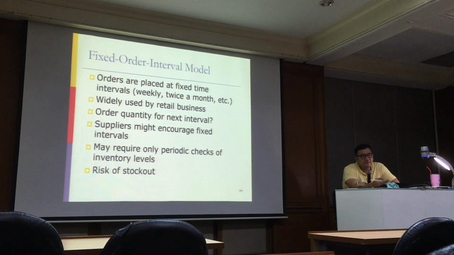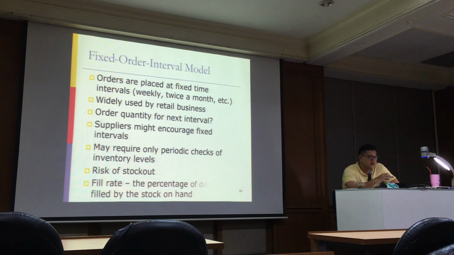And for sure, if you make an order at a fixed time interval, you have a high risk of stock out because, for example, you make an order every 2nd week of each month. If your stock runs out in the 1st week, you don't know. You're going to know in the 2nd week, when you investigate or count the inventory. So this is the high risk of stock out, right?